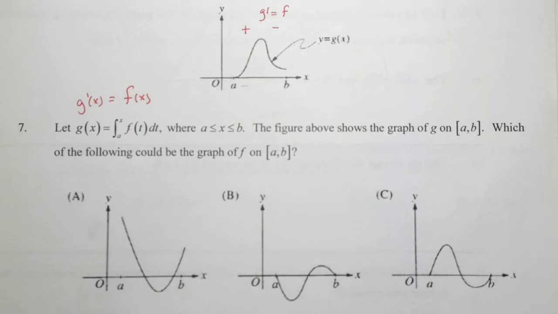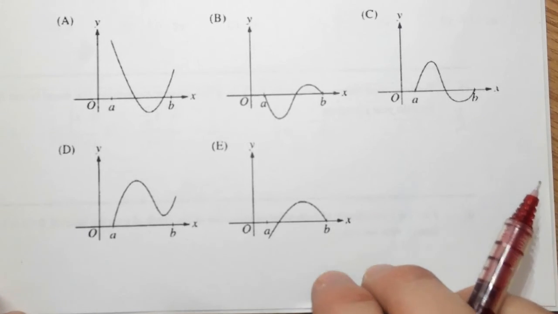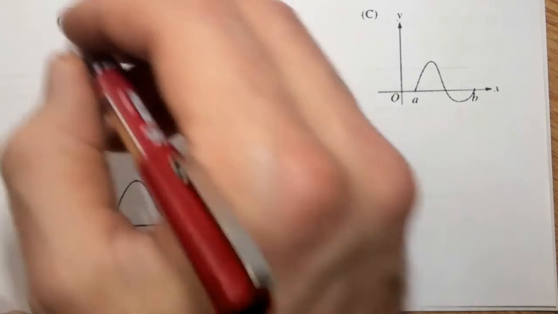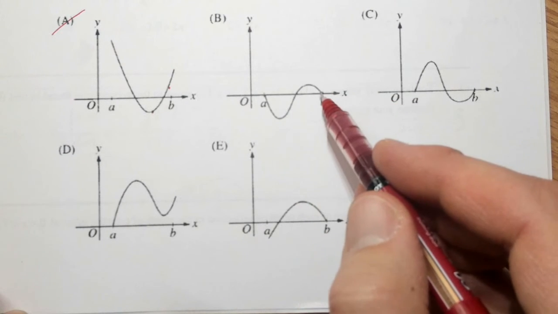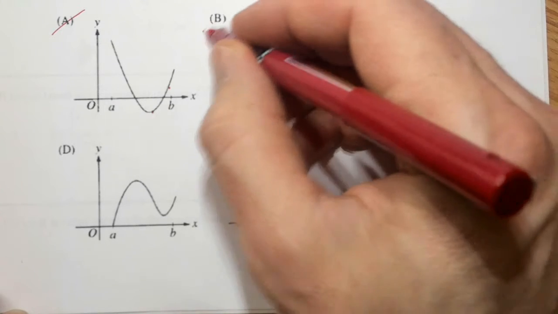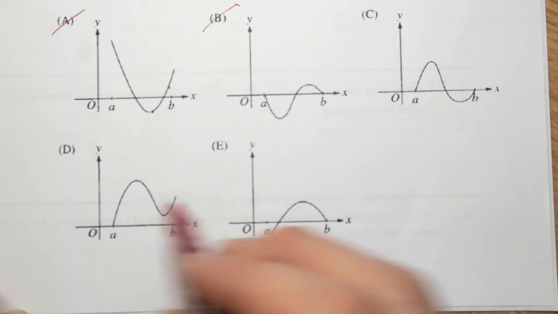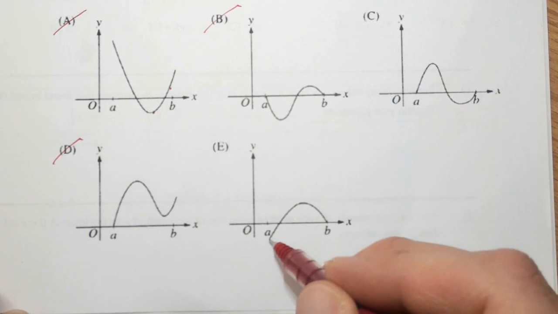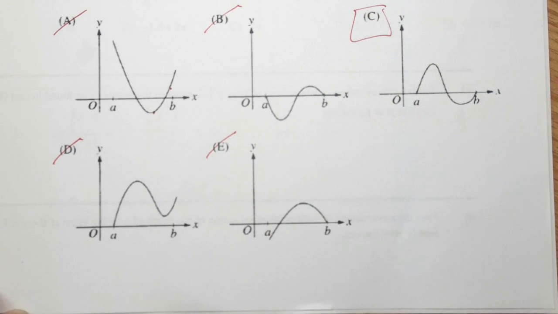So let's go look at our 5 choices. Do we have a graph which is positive and then negative? Well, A is positive and then it's negative, but then it's positive again, so that's out. B is negative and then it's positive. We want it the other way, so that's out. C is positive and then negative, so that's in. D is always positive, that's out. And then E is negative and then positive, so that's out as well. The only answer that fits is C.